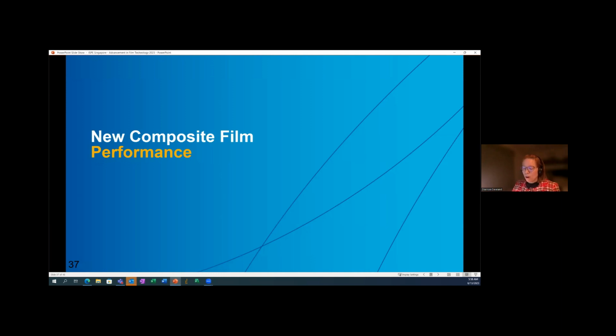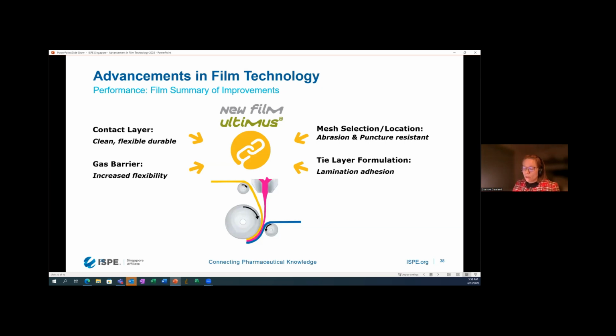So with all the work that we've done, right, now I can review what the outcome is and the performance of the new composite film. So here's a summary of the advancements made during formulating our new film called Ultimus. The film fluid contact layer is clean, cell compatible, flexible, and durable. The gas barrier layer has increased flexibility. The mesh provides enhanced abrasion and puncture resistance, and the tie layers provide flexible, robust lamination adhesion.